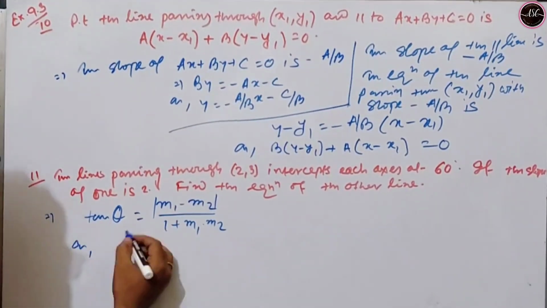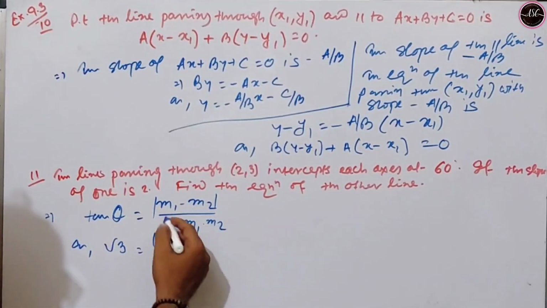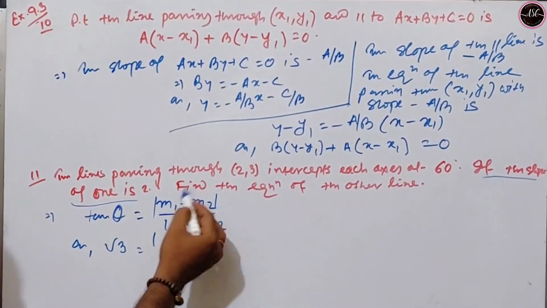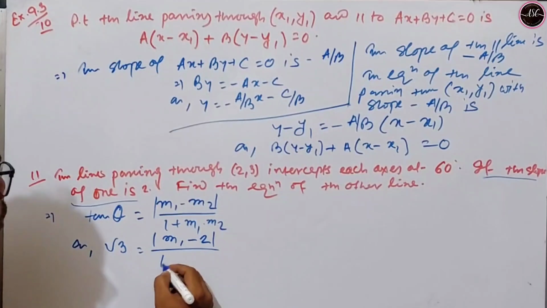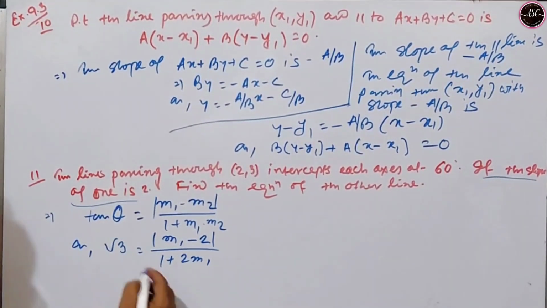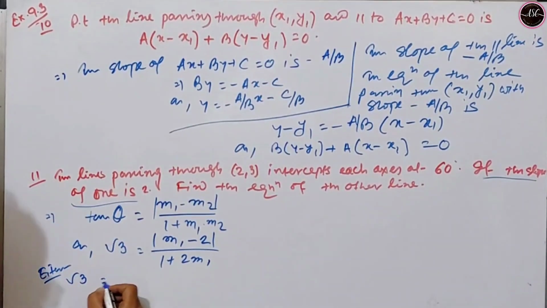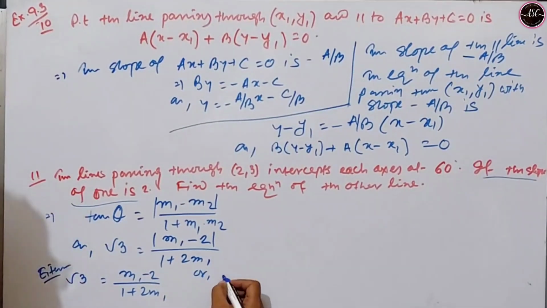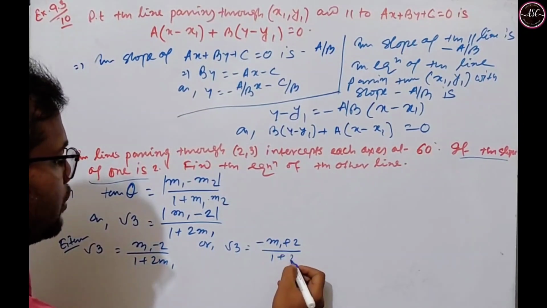Okay, as theta equals 60, tan 60 equals root 3 equals the modulus of... here we know the slope of one line is 2, so let m2 equal 2. So m1 will be fixed. That means (m1 minus 2) divided by (1 plus 2 m1). Okay, so this will be root 3, either root 3 equals (m1 minus 2) divided by (1 plus 2 m1), or root 3 equals (minus m1 plus 2) divided by (1 plus 2 m1).